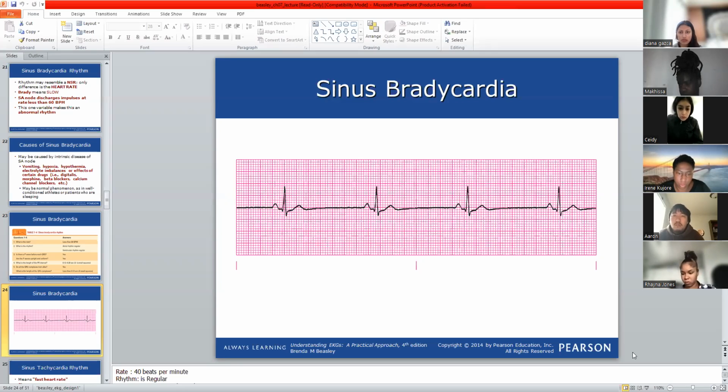The PR interval is like 4 boxes, so it's 0.16 seconds. Excellent. And the QRS complex is 0.06 seconds, so it's less than 0.12 seconds. So it's normal. Very, very good.